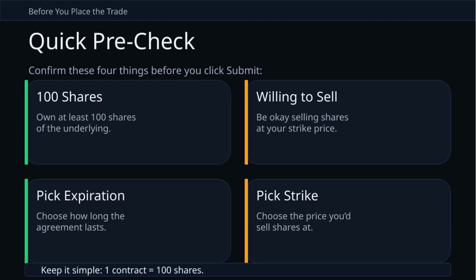Before you place a covered call, there are really 4 things you need to know. First, you need to own at least 100 shares of a stock or ETF. Second, you need to be willing to sell those shares at a strike price that you choose. Third, you need to choose an expiration date. And fourth, you need to choose a strike price that you're willing to sell against. Once you understand those 4 things, the actual order entry becomes a whole lot easier.